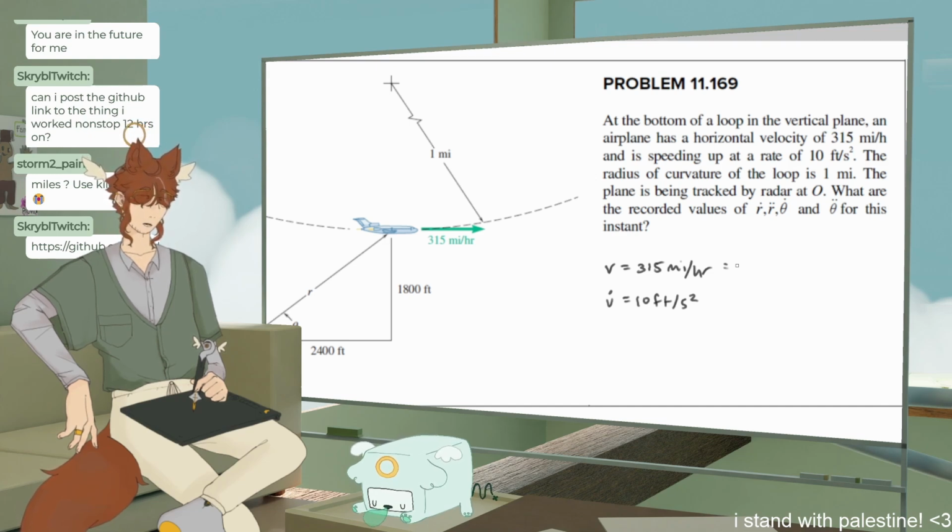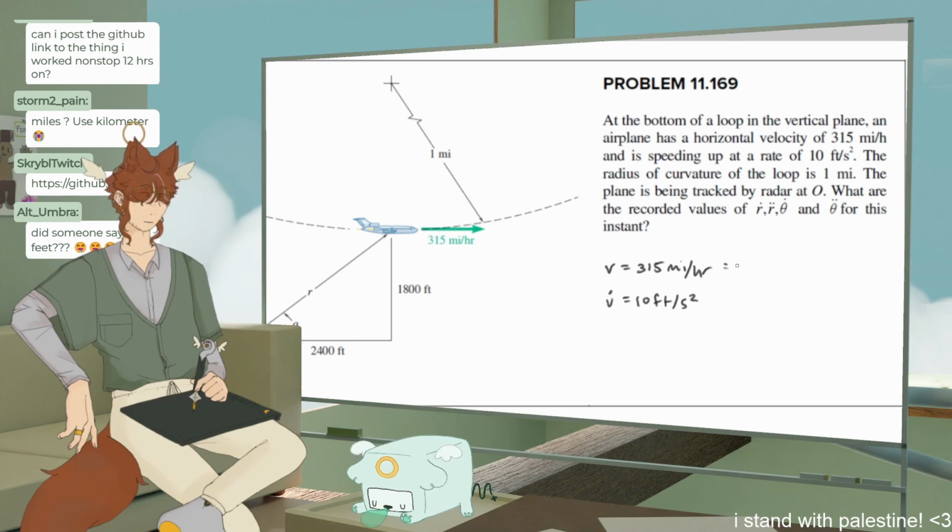What is that? 3 times 2580 and then divided by 3600. Okay, that's not too bad. 22.575 feet per second. Okay, let's do this smartly. Okay, the radius of the curvature.